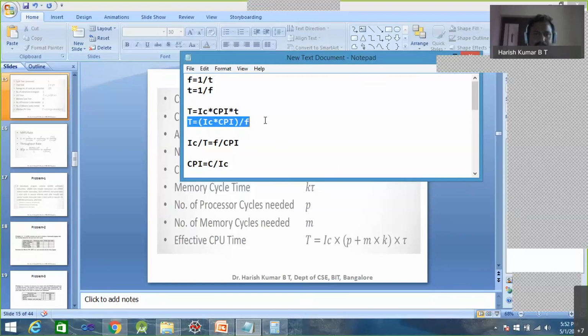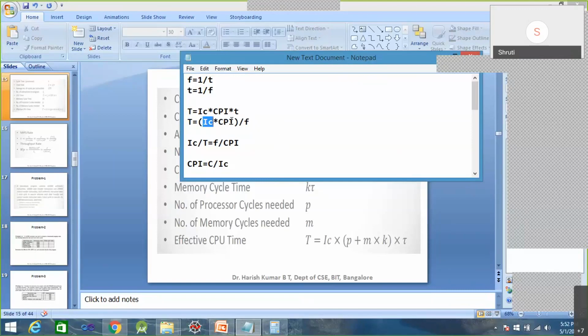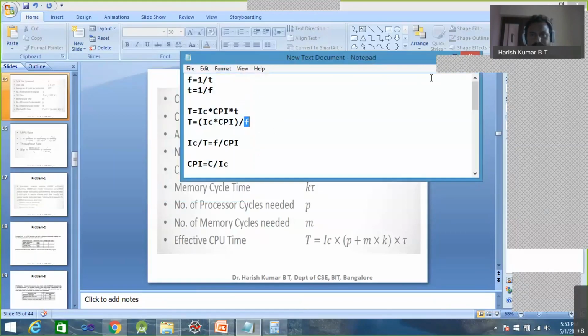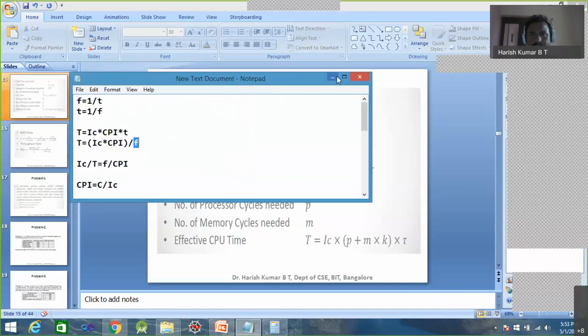So this is IC is 1 lakh, the CPI is 1.55. I multiply them together and got 1,55,000. Correct, right? And you divided that by 40 into 10 raised to 6. Now this is the answer we're getting: 0.003875. So milliseconds it is taking. Correct now? Yeah, got it. We'll go to the next.